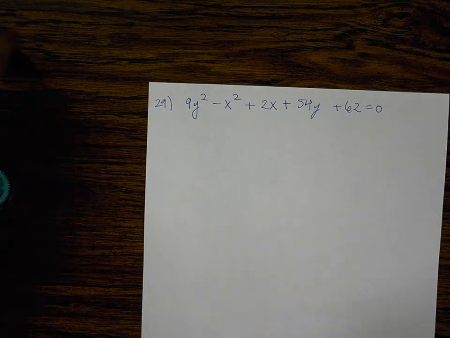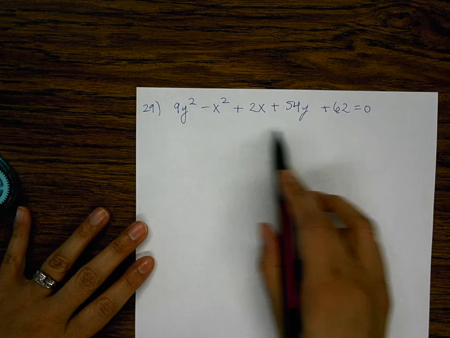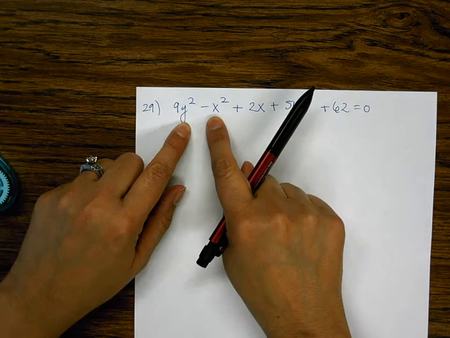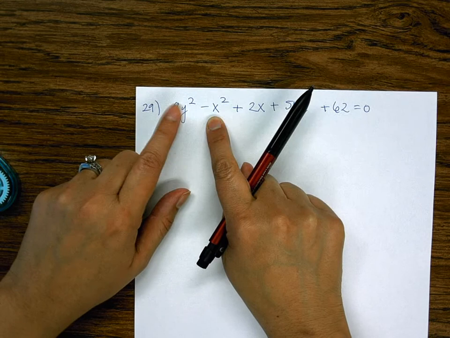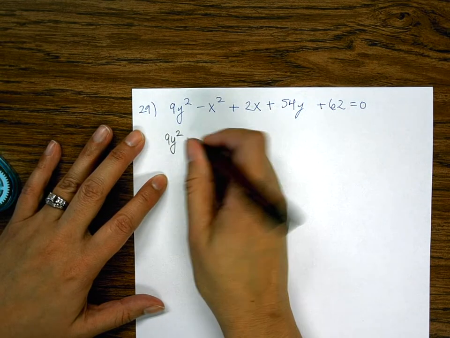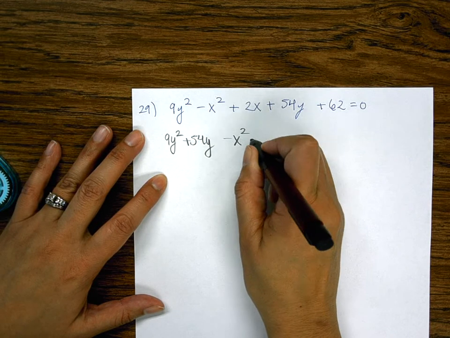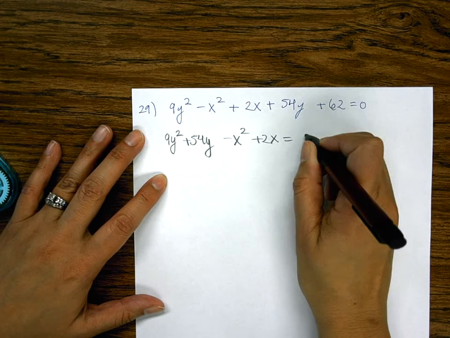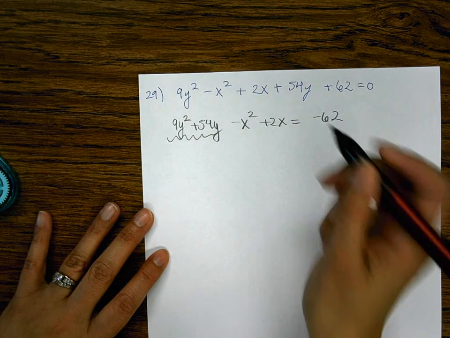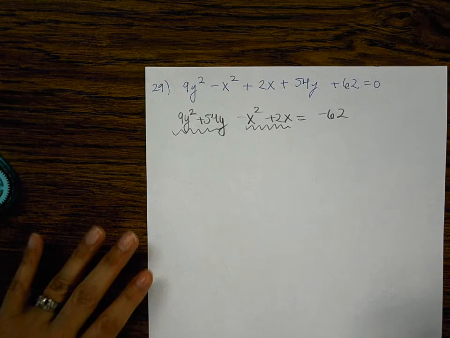We've done that in previous lessons, which means we're going to do some rearranging. Now, whichever one is positive, I have a y squared and an x squared. The x squared is negative, the y squared is positive, so that's the one that's going to go first. 9y squared plus 54y minus the x squared plus the 2x equals -62. And I'm going to complete the square there, which is going to require me to take out some leading coefficients.